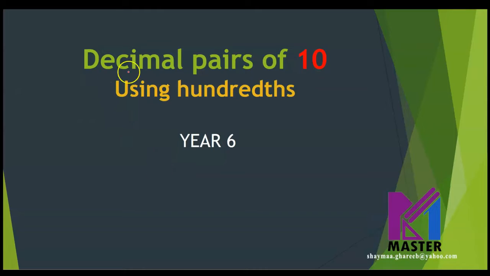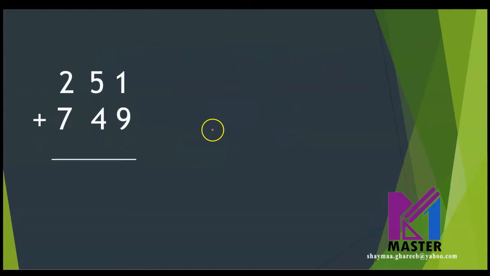Now let's talk about decimal pairs of 10, but this time I'm going to use numbers that have 2 decimal places, or have hundredths. Okay, let's start. Look at these two whole numbers. We have 251 plus 749. When we add them together, we will get 1000.